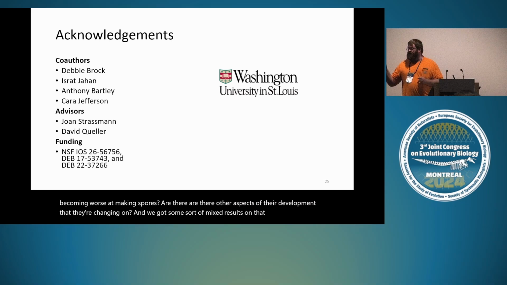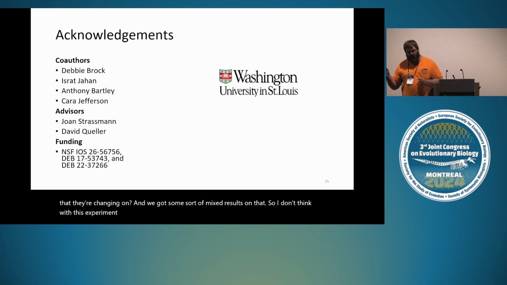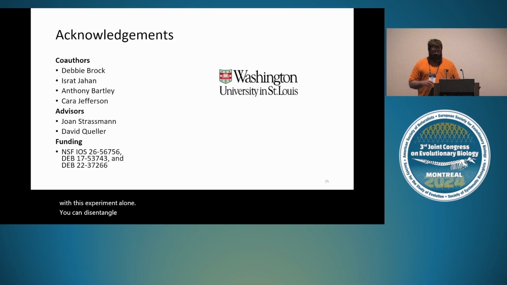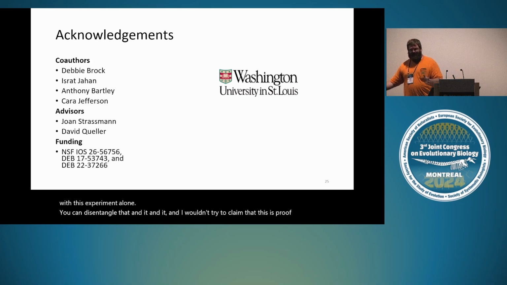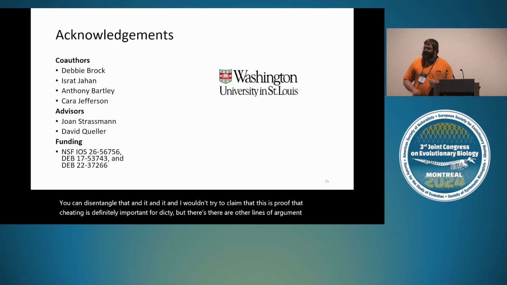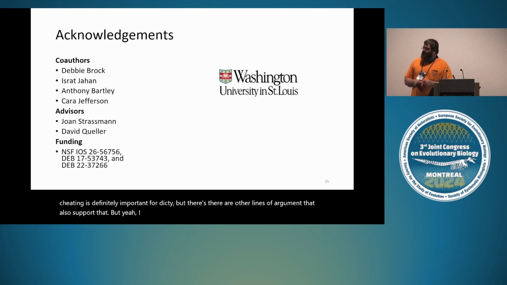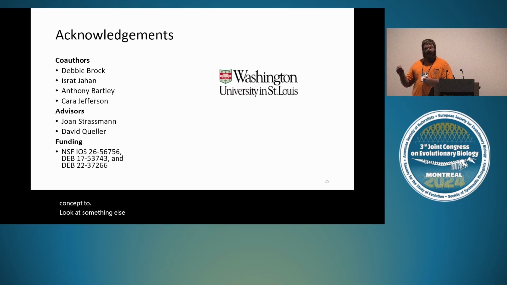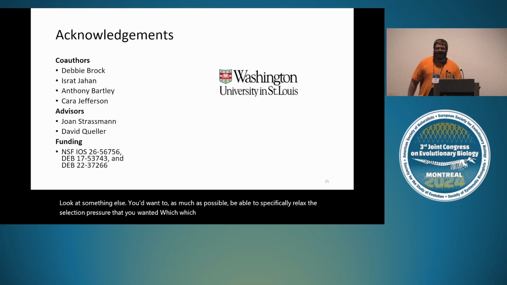So I don't think with this experiment alone you can disentangle that, and I wouldn't try to claim that this is proof that cheating is definitely important for dicty. But there are other lines of argument that also support that. In general, if you were designing it, trying to use this concept to look at something else, you'd want to, as much as possible, be able to specifically relax the selection pressure that you wanted, which is tricky.